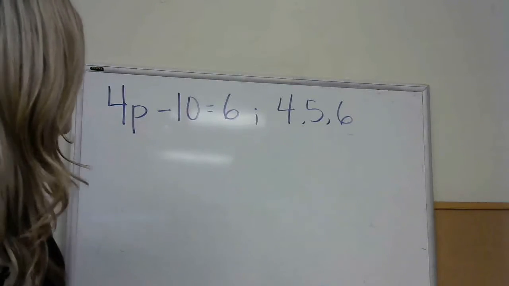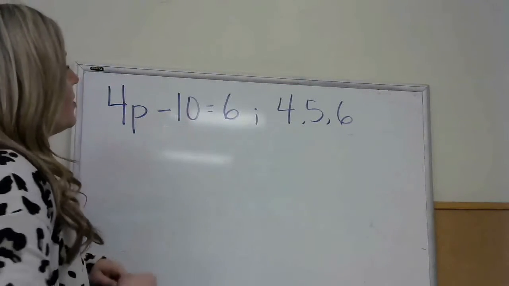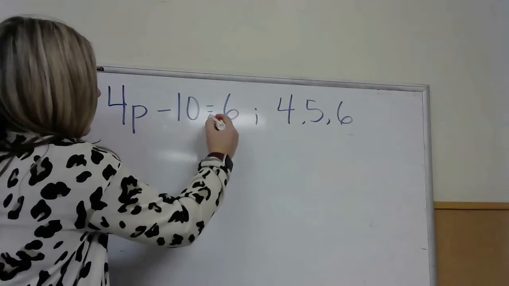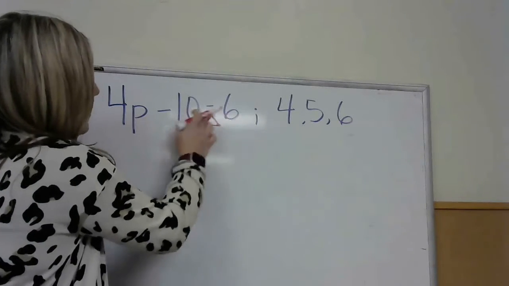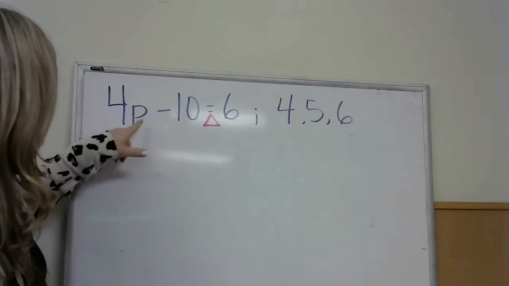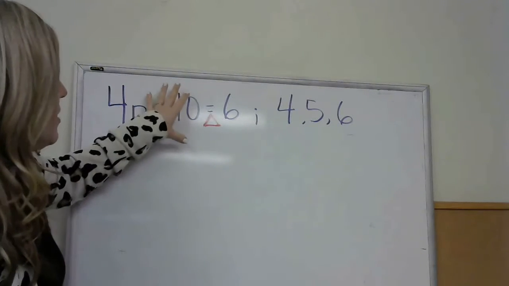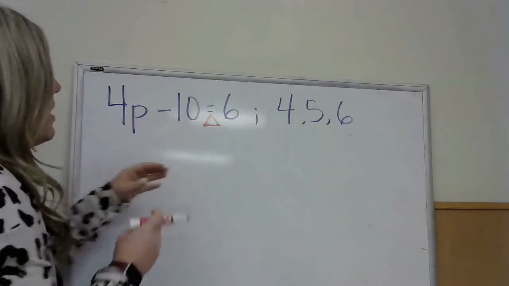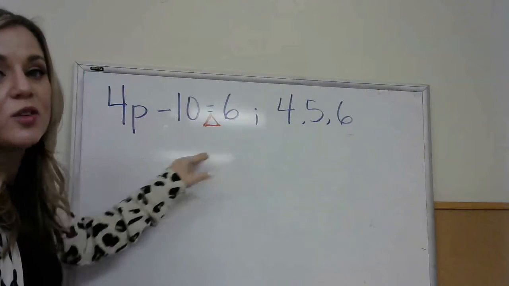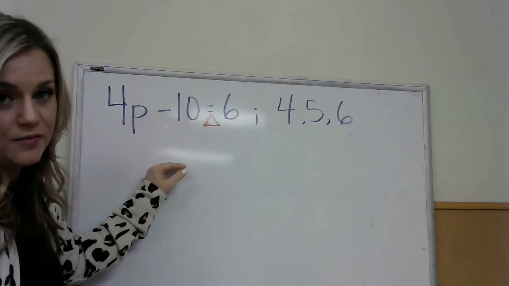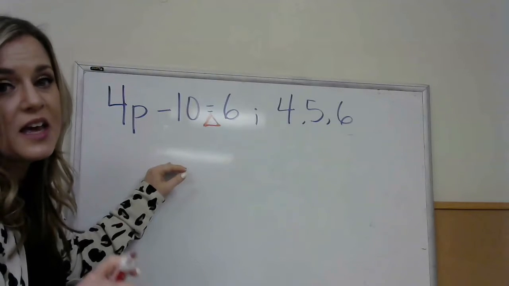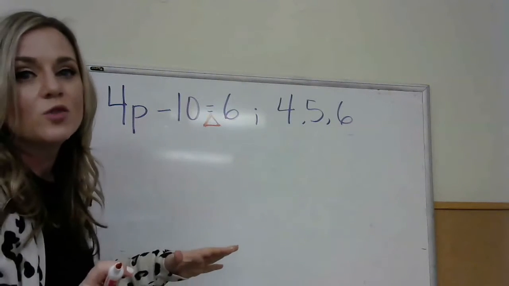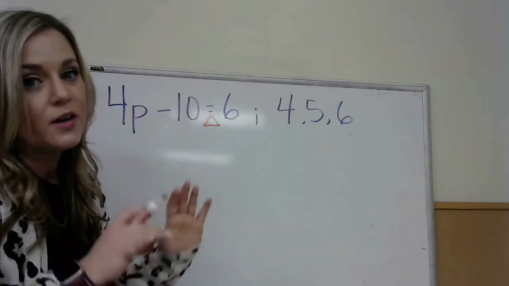All right, now listen. This equal sign right here means it's balanced. So let's pretend this is a scale, and we've got to keep things balanced. So whatever we plug in for p has to work out to equal 6 for it to be a solution. This is 6 over here, so this side has to equal 6. Let's do this kind of quickly because we still have to do one more example of this, and then we have to get to the inequalities. I don't want to spend all class period going over this.